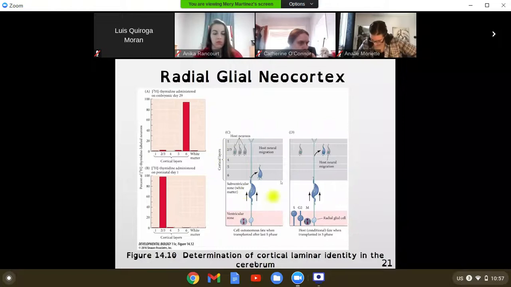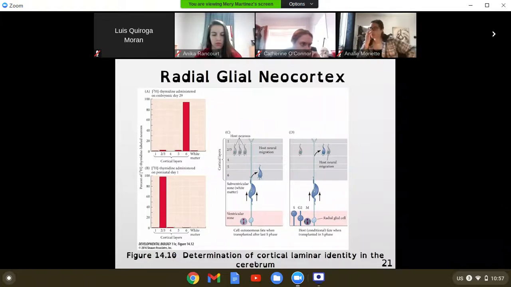Here in figure C, we observe that if the early precursors, which are the dark blue here, are transplanted into an older ventricular zone after the last mitotic S phase, the neurons they form migrate to layer 6, indicating that those cells were committed. It's just because we took them a little late.